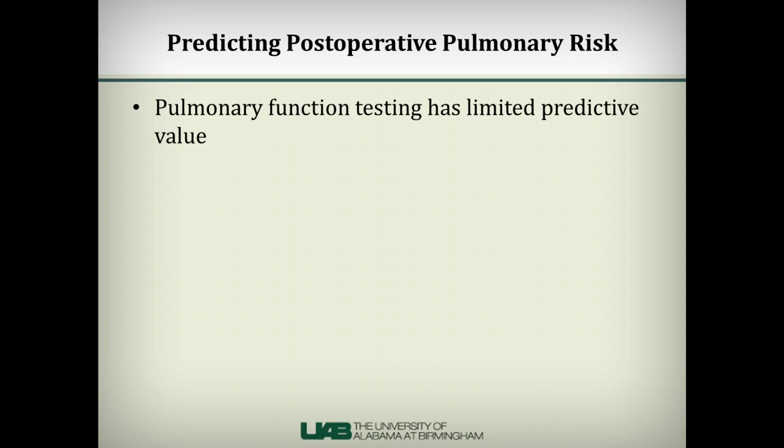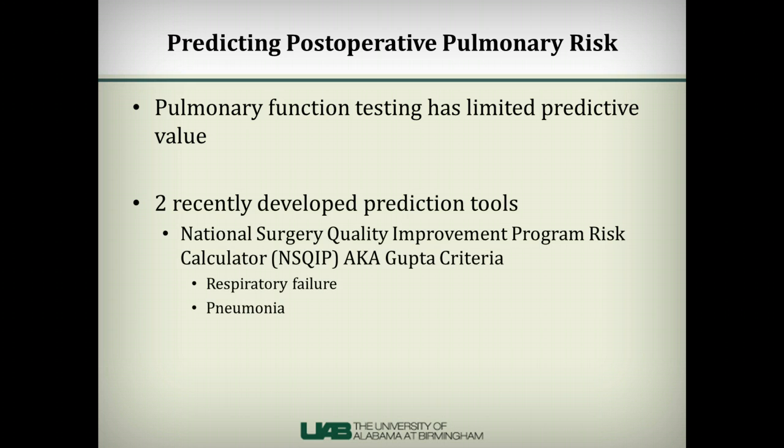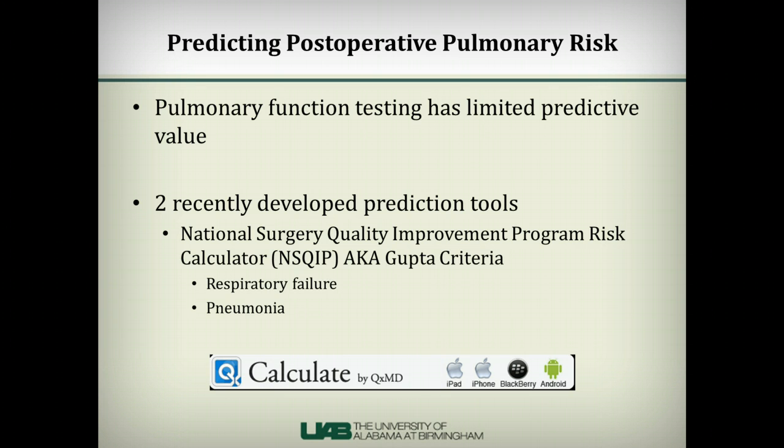The other observation is that pulmonary function testing by itself isn't very useful as a predictor of postoperative pneumonia or respiratory failure. So these risk prediction tools are much better than relying on testing. And what I'm really going to focus on in this video is what I call the Gupta criteria. Gupta and colleagues developed two prediction rules, one for respiratory failure and one for pneumonia. And I recommend that you download an app if you don't already have it called QxCalculate. It contains a variety of clinical prediction rules, including one for postoperative pulmonary complications.